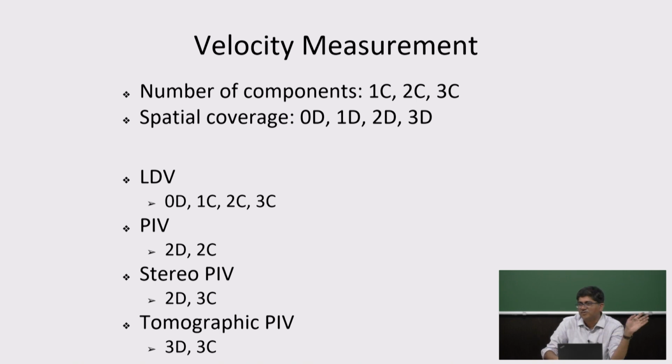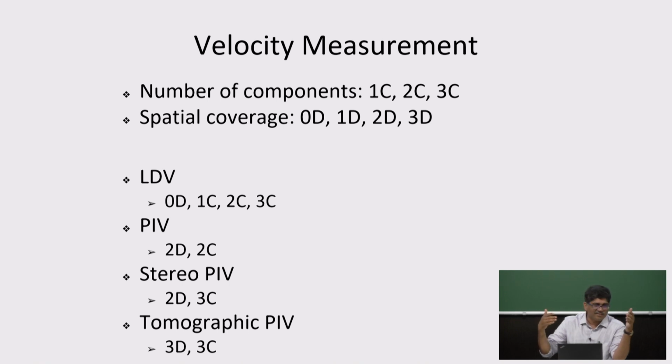PIV, the particle image velocimetry, you are illuminating the plane. So you get a measurement in the entire plane, that is two dimensional. What else can you get? You can get components of the velocity. Let's say if this is a plane, you get two components, you can't get the third. If you have to get the third component in a two-dimensional plane, that is called stereo PIV.